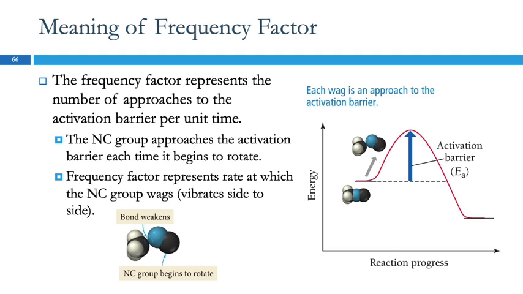And so, the dog's tail is, the dog's a little bit happy, or you just came home after a long day and the dog's tail is going all over the place, right? The frequency factor is the rate at which that group is wagging, vibrating side to side. Each time it wags, you're approaching this activation barrier. So that's the frequency factor.